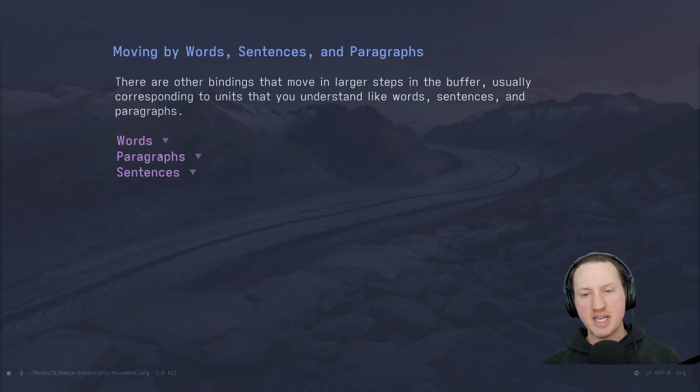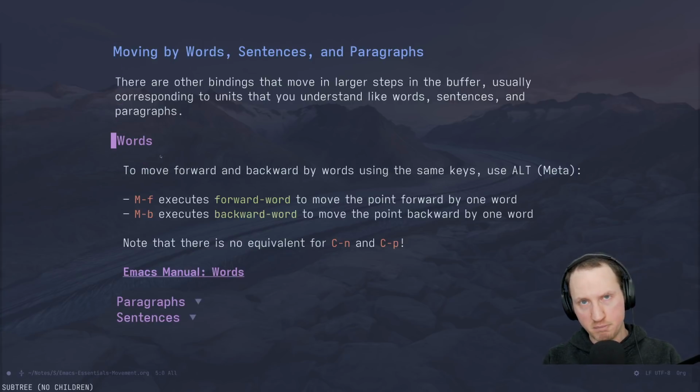There are other bindings that will move you by larger units in a buffer, usually corresponding to units that you understand, like words, sentences, and paragraphs. This is where some more of the efficiency of movement comes into play, because you don't have to move by individual character positions anymore. You can move by things like words.